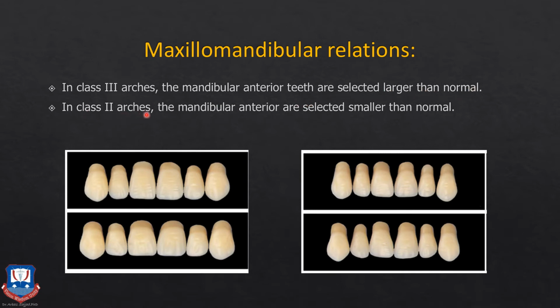Whereas in class 2, the maxillary arch is bigger and the mandibular arch appears smaller, so we have to select mandibular anterior teeth which are smaller than normal. So in class 3, we'll set a larger tooth mold for the mandibular anterior teeth, whereas in class 2, we'll select a narrower and longer tooth mold for the mandible.